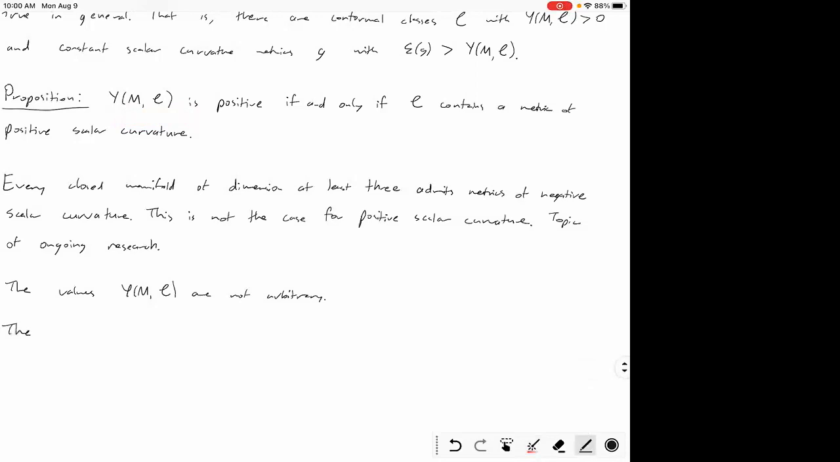So this is a theorem. Aubin, '76. This is part of his contribution to the Yamabe problem. If you take the Yamabe constant of a conformal class on a manifold M, then it's bounded above by the Yamabe constant of the sphere of the same dimension, the conformal class of the round metric. So this is the largest that constant can be. Everything else is less than or equal to it.